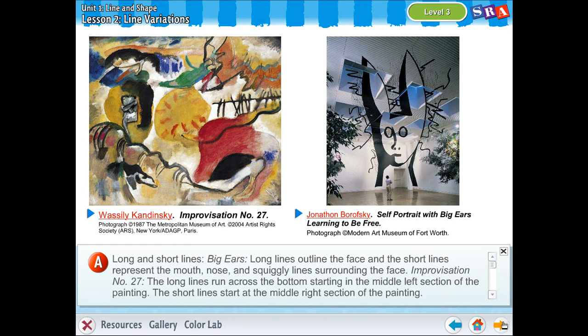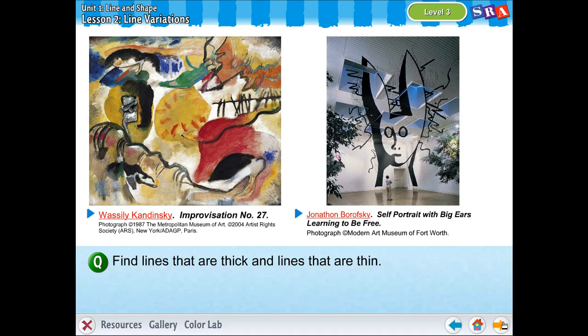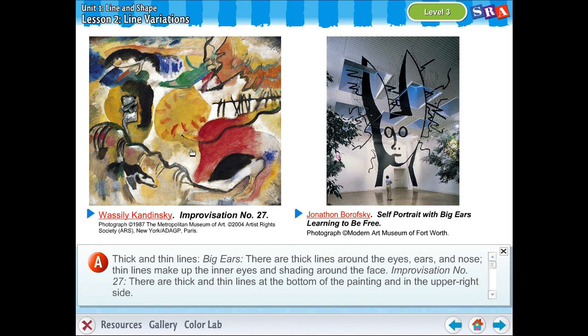Very good. So lines that are thick and thin, I'm sure you can see the thick and thin lines. It's pretty obvious. If you look at this one, you see the thick lines on the outside and then the really, really thin lines. And over here you see the thick lines. Here's some really thick lines and some really, really thin wispy ones.